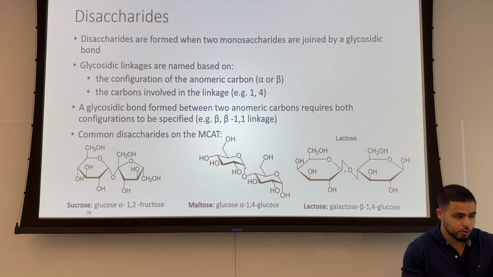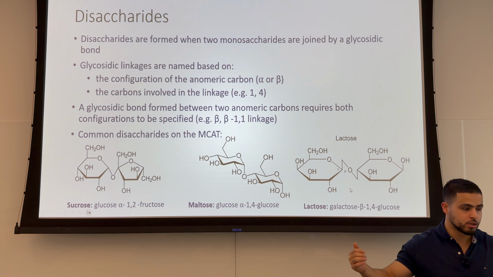This alpha 1 part over here, and then number 4, if you count 1, 2, 3, 4, then you have alpha 1, 4 glucose. Okay, and then for lactose, again, another common one, you have galactose, beta 1, 4 glucose. So you'll notice that this is the anomeric carbon, and it's in the beta position. So that's why we say beta 1. And then again, 1, 2, 3, 4 is the fourth carbon atom on glucose.